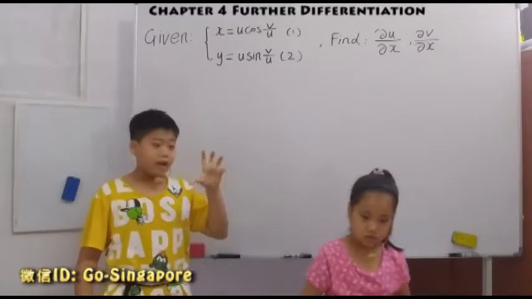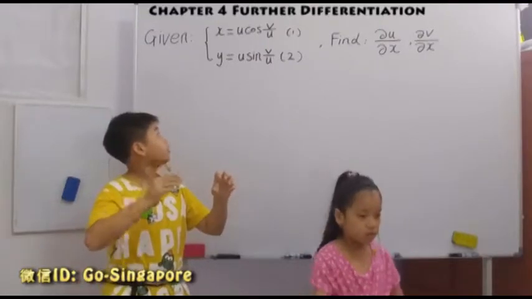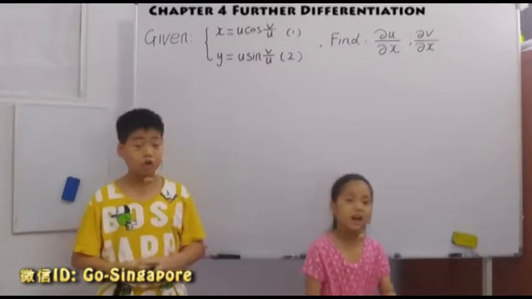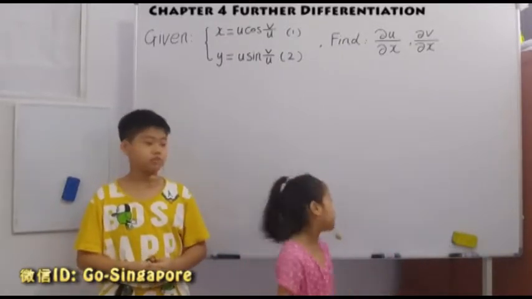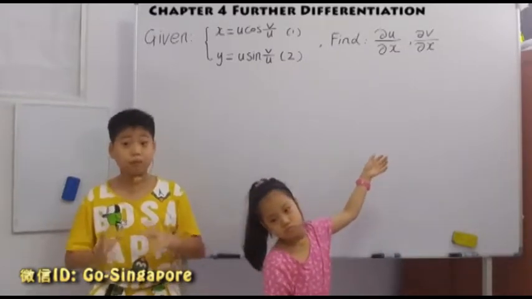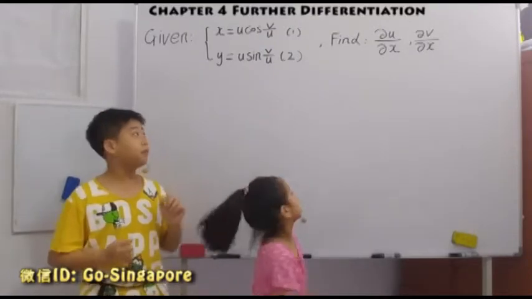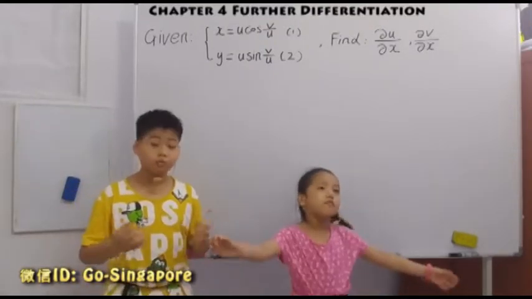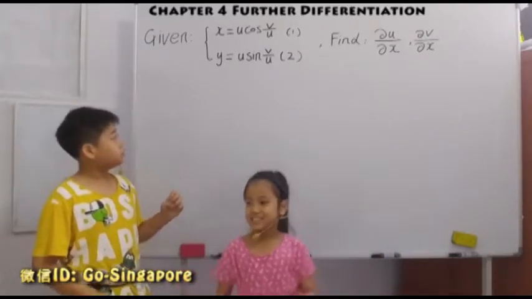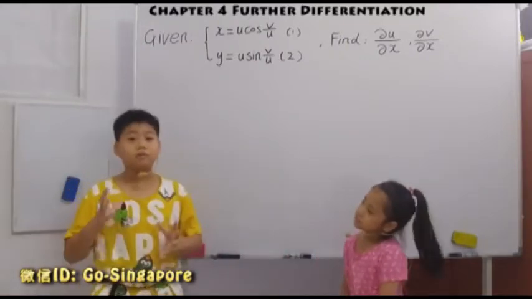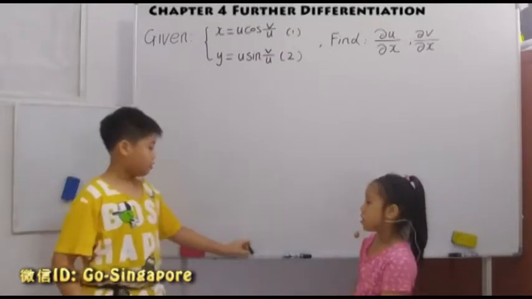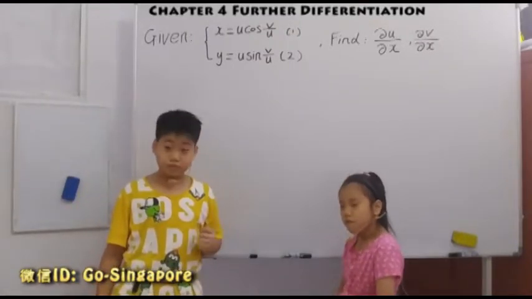Either x and y are functions of u and v, or u and v are both functions of x and y. In this case, u and v are functions of x and y. We have two methods, but let's first use the first method.